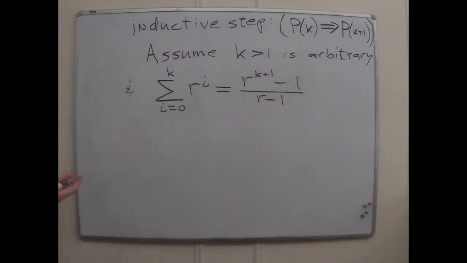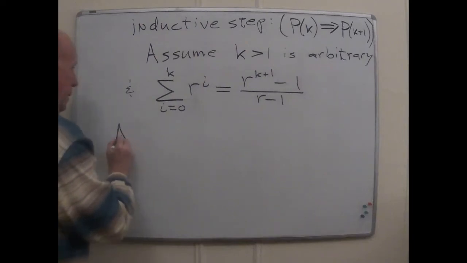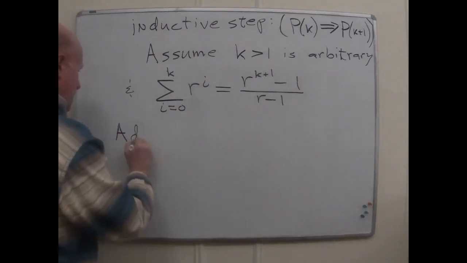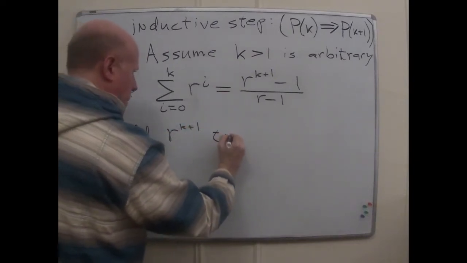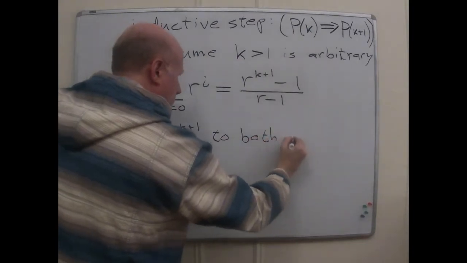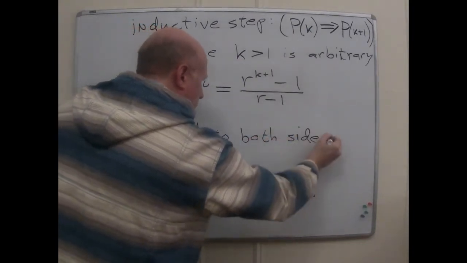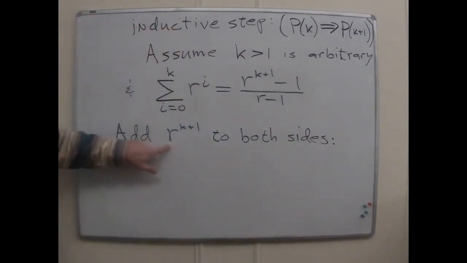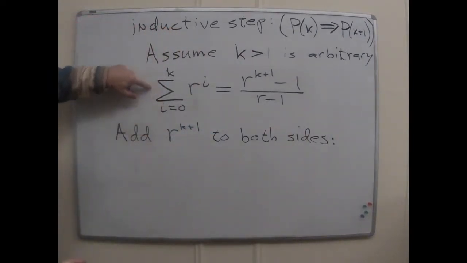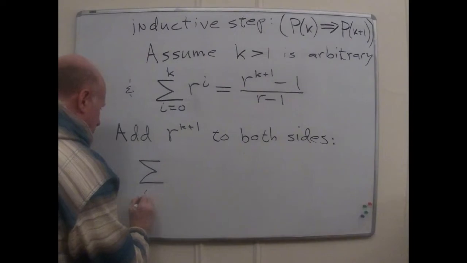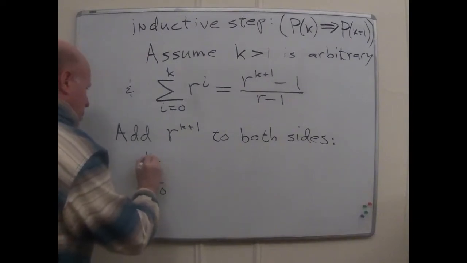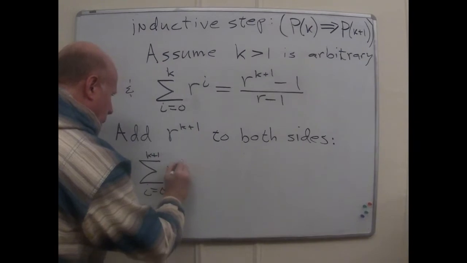Okay. Now, what do we add to both sides in order to make this sum go one stage farther? You just add r to the k plus 1 to both sides. And if you do that, the reason I picked r to the k plus 1 is I wanted this sum to go from 0 all the way to k plus 1. Right? So I'll have the sum from i equals 0 to k plus 1 now of r to the i.